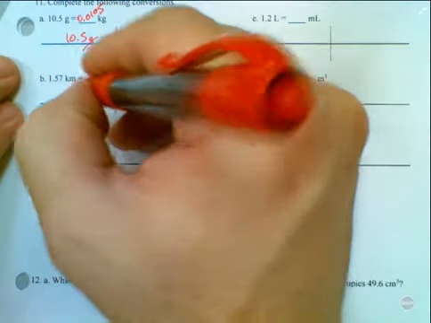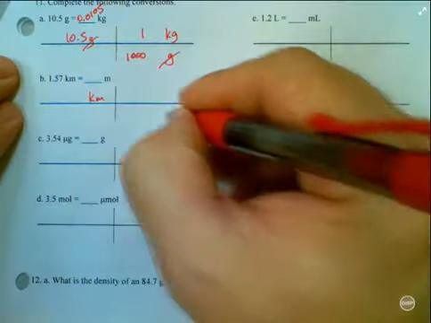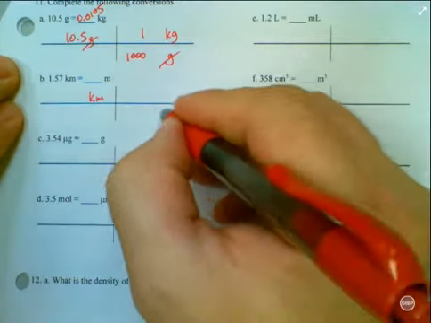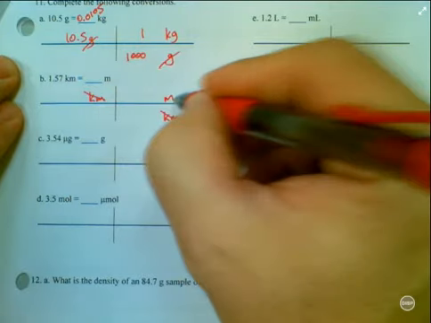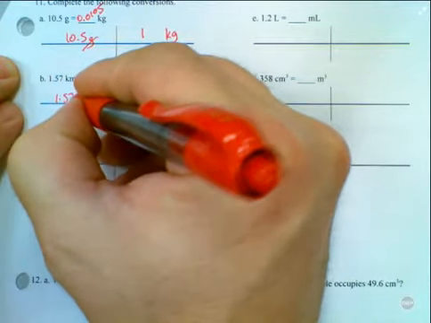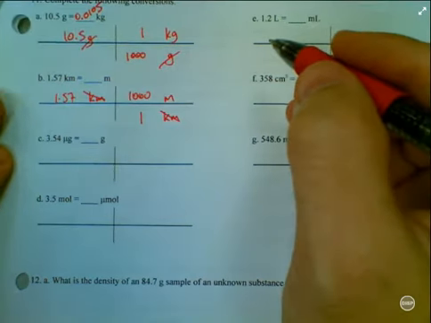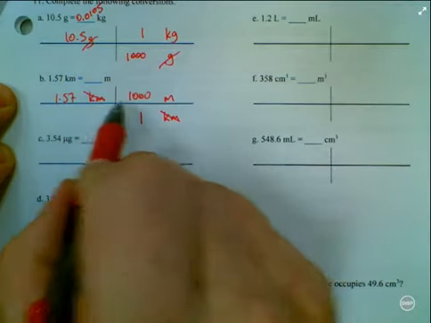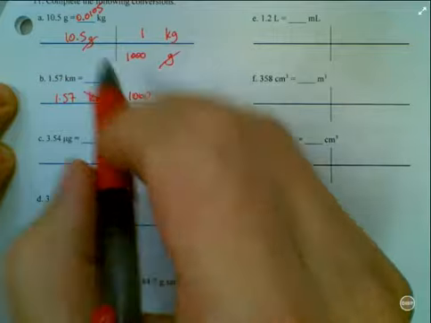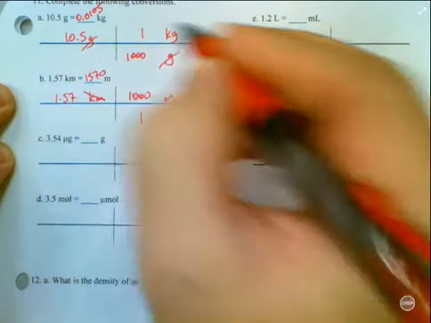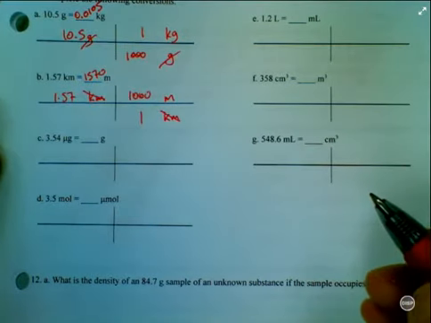B, I've been given kilometers, so I know kilometers go on the denominator of my conversion factor so that they'll cancel out, and I can put meters up here. For every 1 kilometer, there are 1,000 meters. The question is giving me 1.57 kilometers. So into the calculator, I'm going to put 1.57 multiplied by 1,000, and I end up with 1,570 meters.